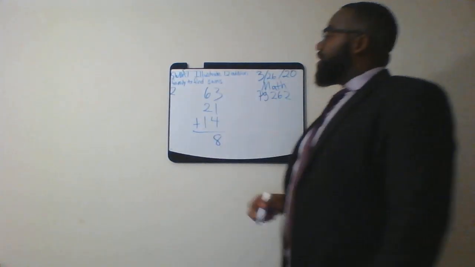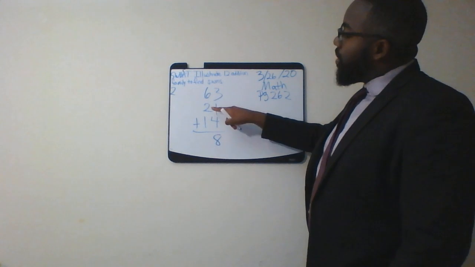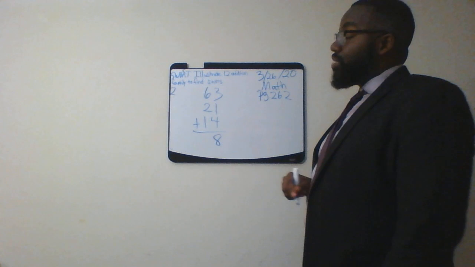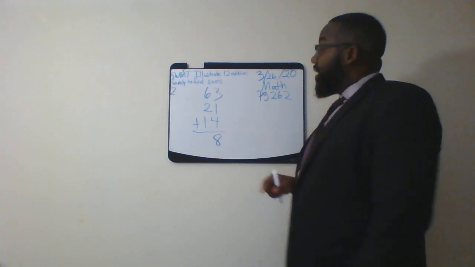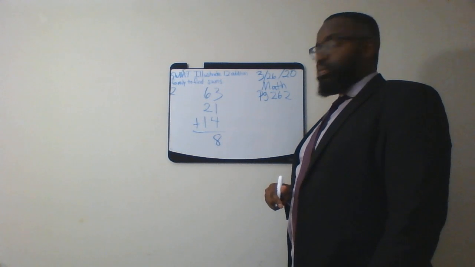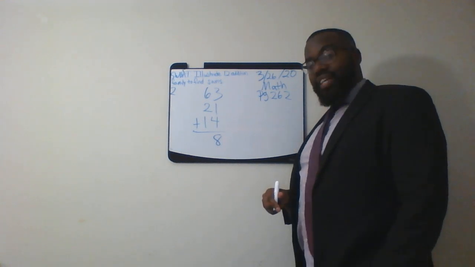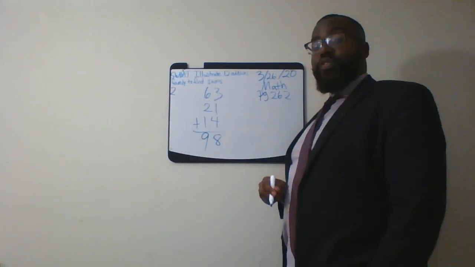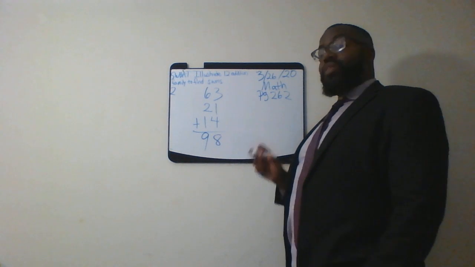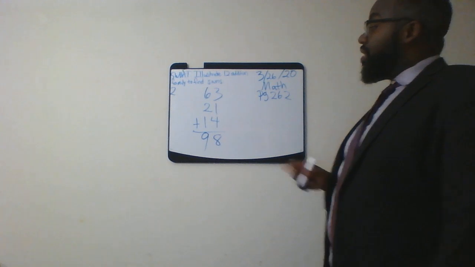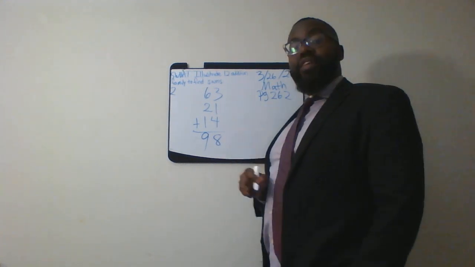Now go to the 10 side. What is 6 plus 2? Correct. 6 plus 2 is 8. Now, what is 8 plus 1? Good job. 8 plus 1 is 9. So 63 plus 21 plus 14 is 98. So for the rest of number 2, you're going to start in the ones place and then the tens place. That's how you find out your sum.